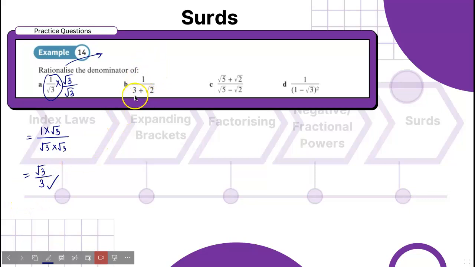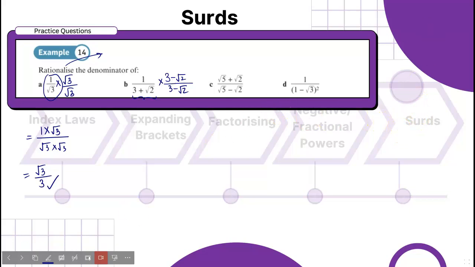When you have an expression there, what do we do? If it's 3 plus root 3, we are going to be multiplying and dividing by the difference, since it's a sum. We just multiply by the opposite operation. So if it was 3 plus root 2, we multiply by 3 minus root 2.